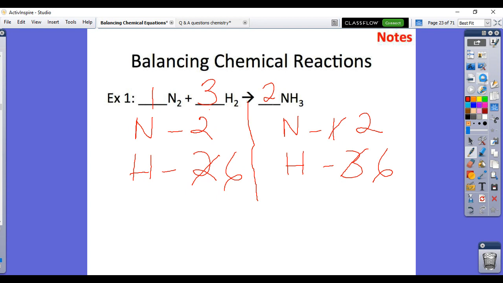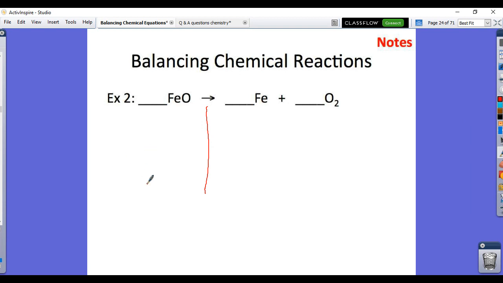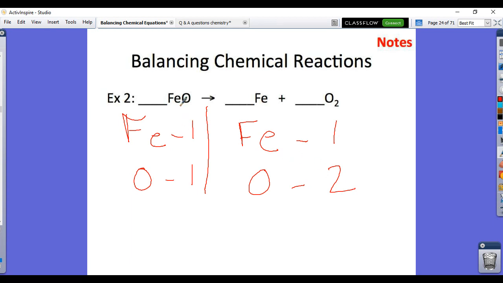All right, let's go to another example. And if you want, you can stop the video and try counting the atoms on your own and see what you can do, and then come back to the video and look at how to balance it. So we're going to put each element and how many atoms you have for each. So 1 and 1, 1 and 2. Hopefully you can see that neither one of these has a subscript, so that means they're 1. Iron, no subscript, 1. Oxygen with a 2.